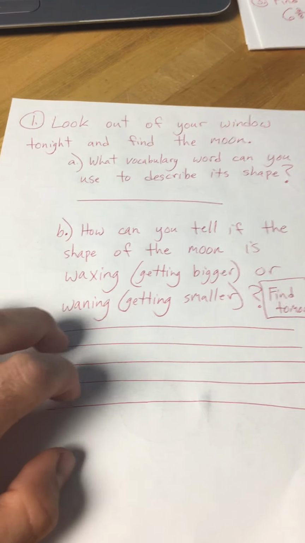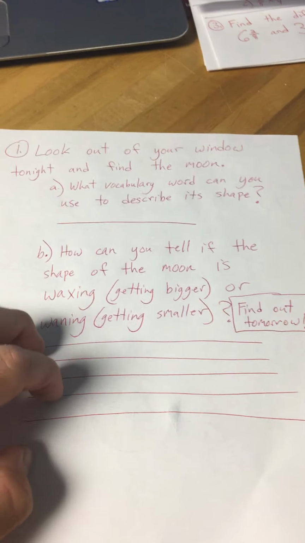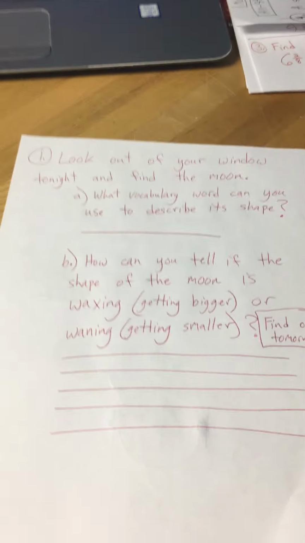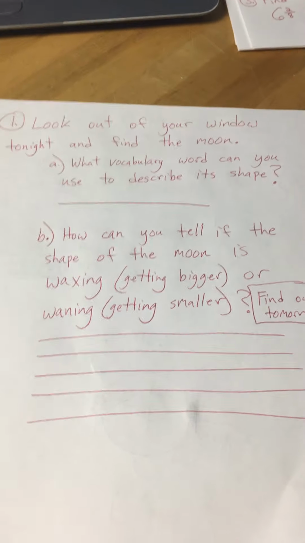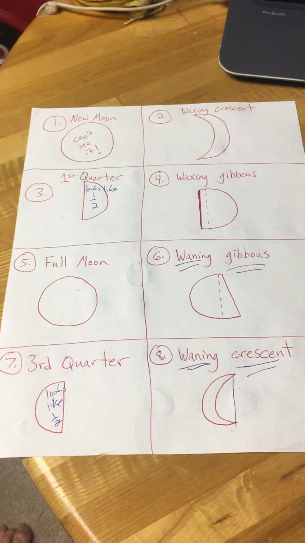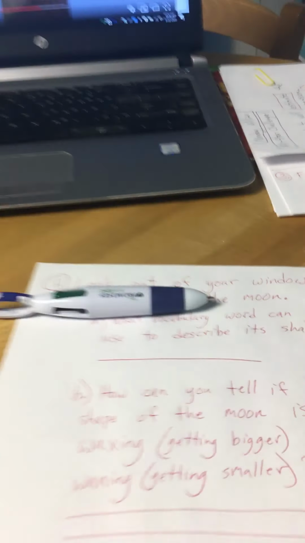So this is really just a guess. You probably don't know this, and that's okay. I want you to try your best guess. How can you tell if it's waxing and getting bigger or if it's waning and getting smaller? And it has something to do with the order of the phases of the moon, because they're always in the same order.